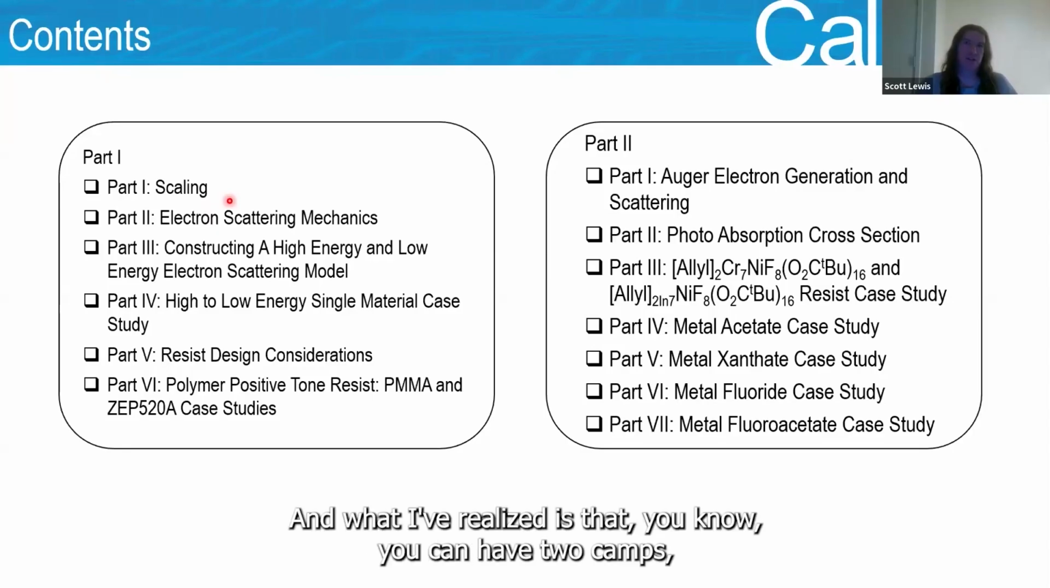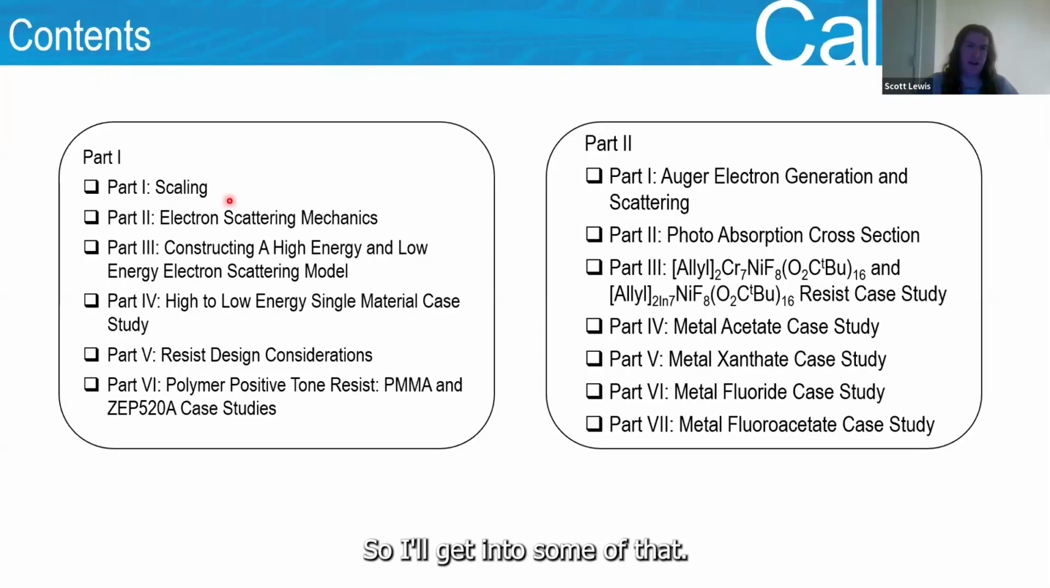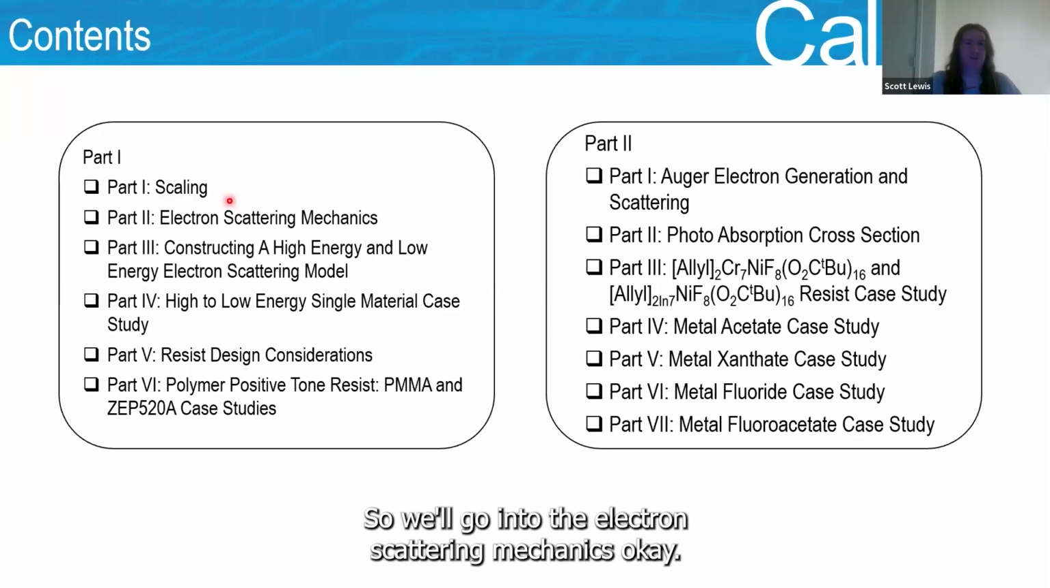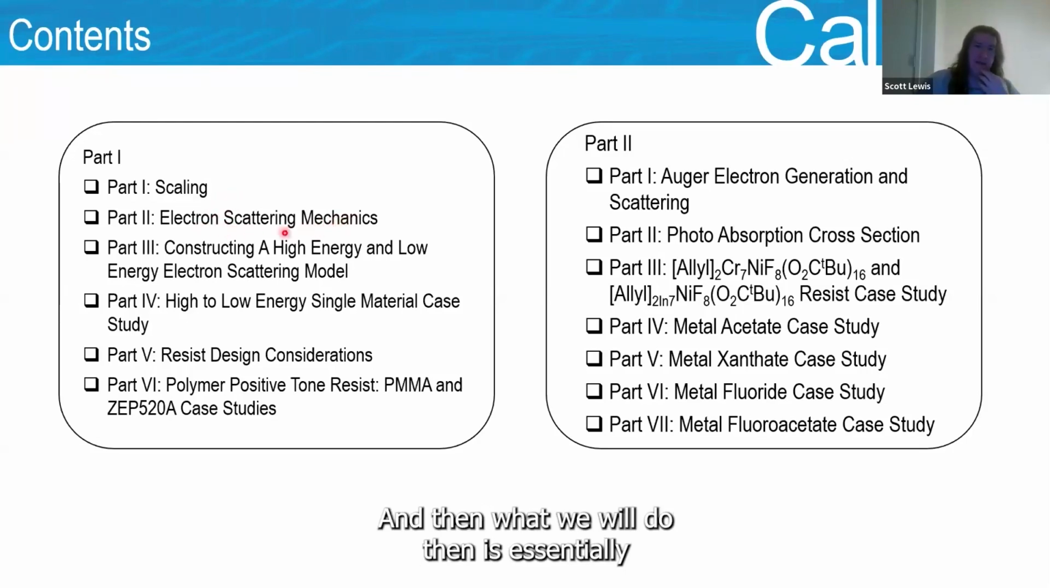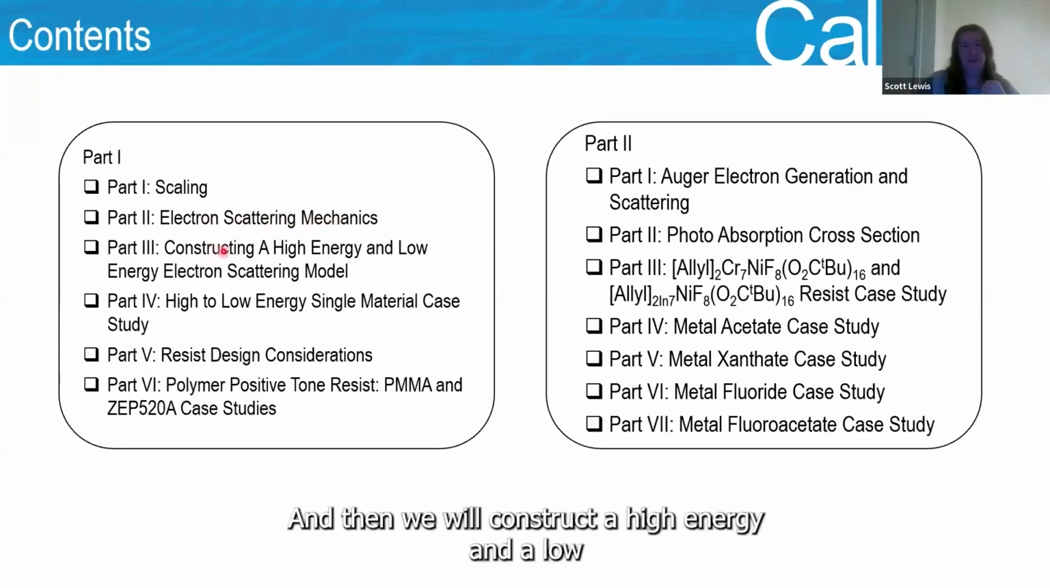What I've realized is that you can have two camps: you can be in the 100 kilovolt tools, or you can have the 30 kilovolt tools. I'll get into some of that. We'll go into the electron scattering mechanics, and then we'll use the mathematics and the physics that we've developed here to construct a high energy and a low energy electron beam scattering model.